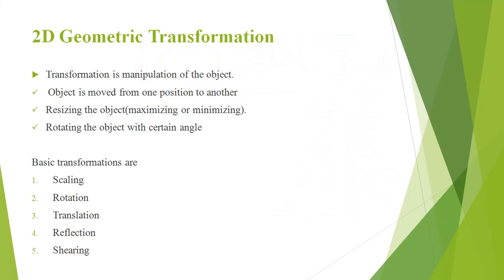For the rotation transformation, we have to basically know what the transformation is. Transformation means the manipulation of the object. Manipulation of the object means what? The object is moved from one position to another position, or the object can be resized. Resizing means it can be minimized or maximized. And the third point is rotating the object by a certain angle.